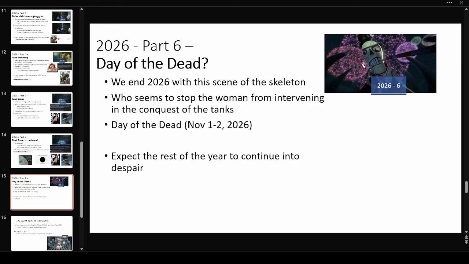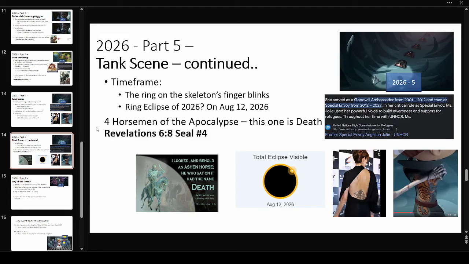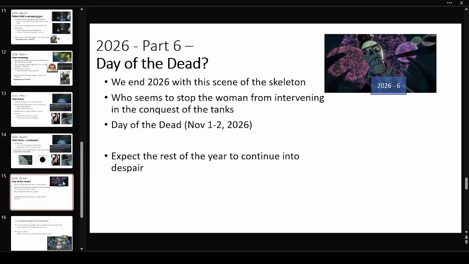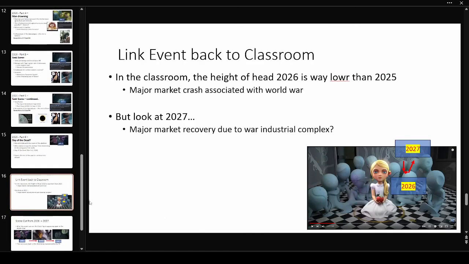Even people will continue to celebrate while all this is going on, but the skeleton also represents death. So from the tank scene, we're moving into Revelation, seal number 4, and death is being spread across the world. I think this skeleton scene just reiterates that nothing's going to get in its way, and we're going to continue into 2026 in the same situation.